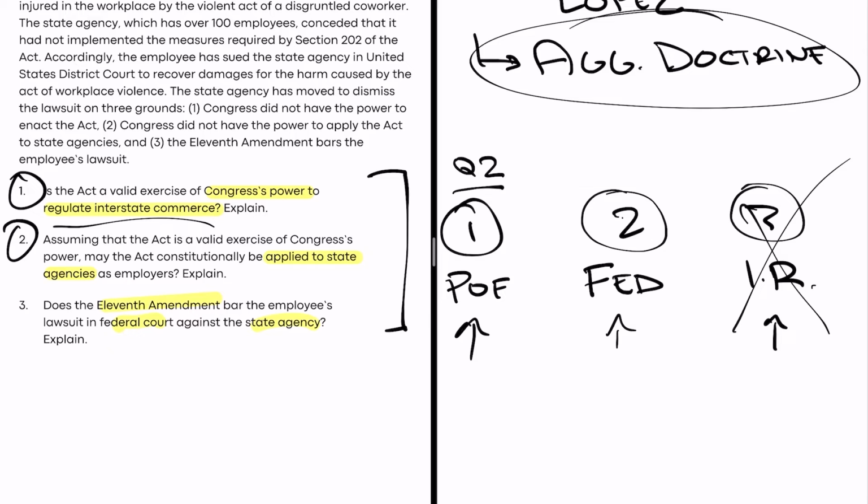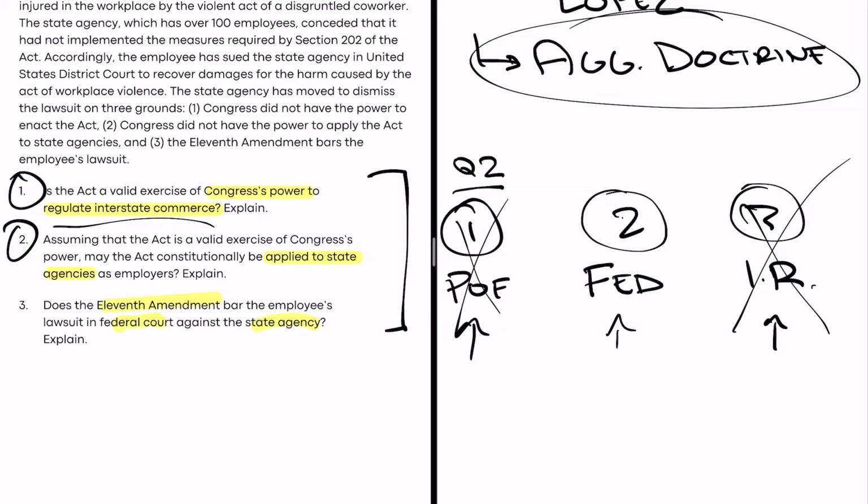Next, we see that there's a mention of Congress, and we know Congress is a federal actor, right? When we see Congress taking action, we're always thinking, well, do they have the power to take this action? But remember, that's question number one. Question number two is asking, assuming that the act is a valid exercise of Congress's power. That's basically saying, assume that the power of the Fed issue here is taken care of. Assume that it was a valid exercise of power. Right? So it's not really a power of the feds issue because it's saying, look, assume that that's taken care of. Assume it's satisfied. Assume this act is a valid exercise of Congress's power. May the act constitutionally be applied to state agencies?